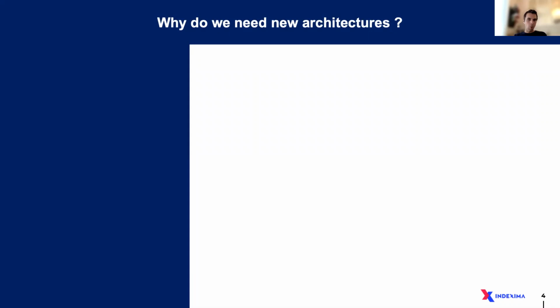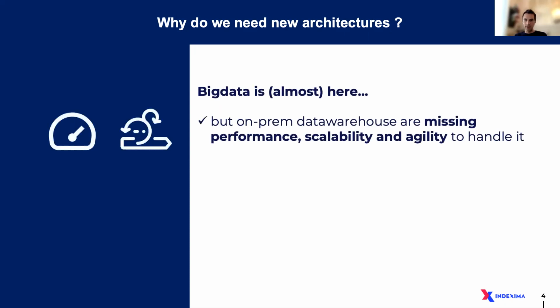Okay, so why do we need a new architecture? Big data is here. Data volumes are increasing massively, and we are just starting to measure the business value of this data and the correlations or signals it contains. And this value is, in my opinion, still largely underestimated. But on-premise data warehouse architectures have several fundamental limitations.